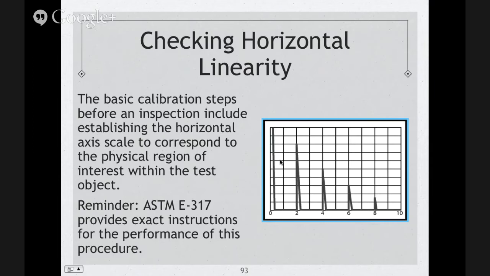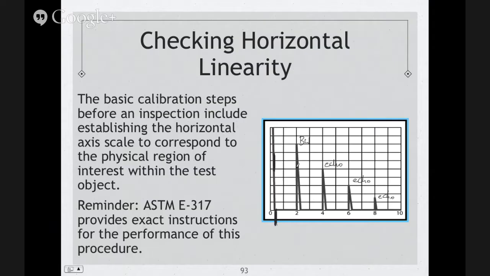Okay? So, for example, if this is the back wall, and these are echoes, repetitions of it, right? Your main inspection area is going to be from your front surface, which is here, to where? If this is your initial pulse, correct, this is your back wall. The first one, not the second one.